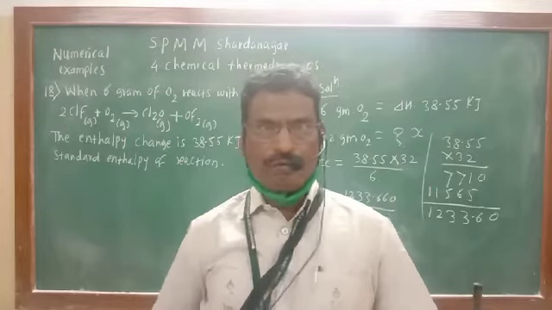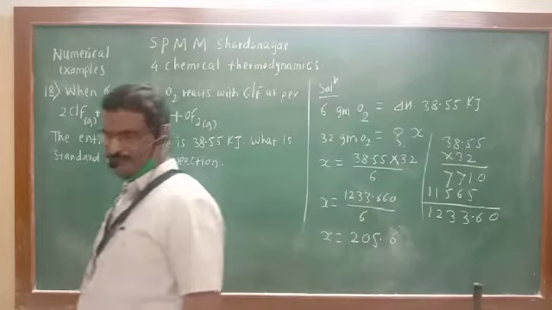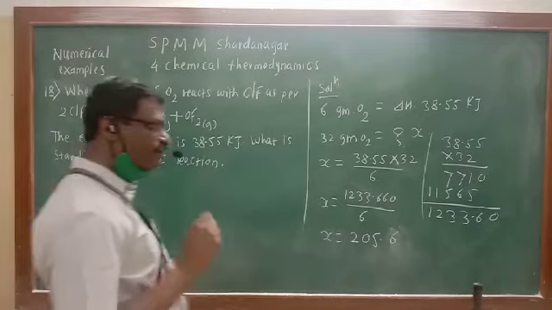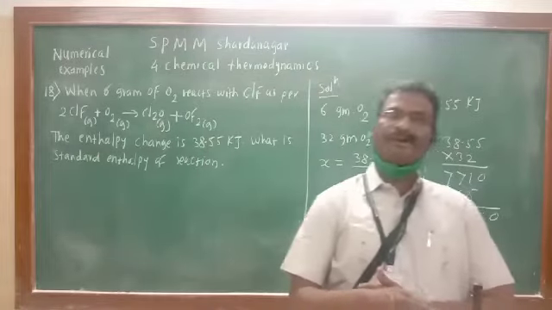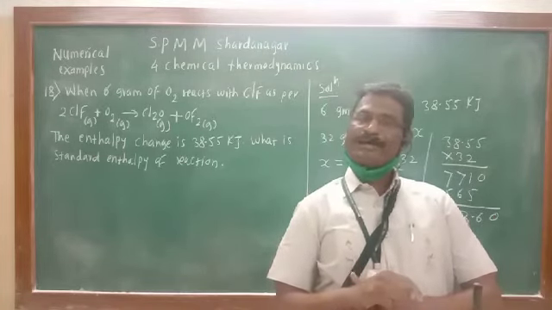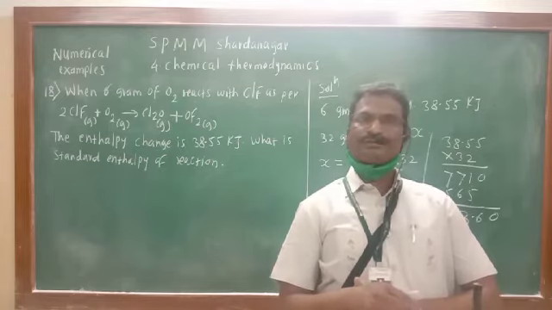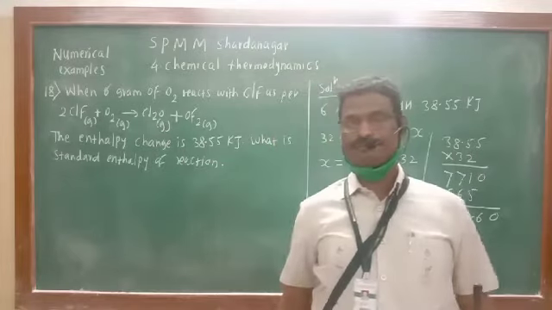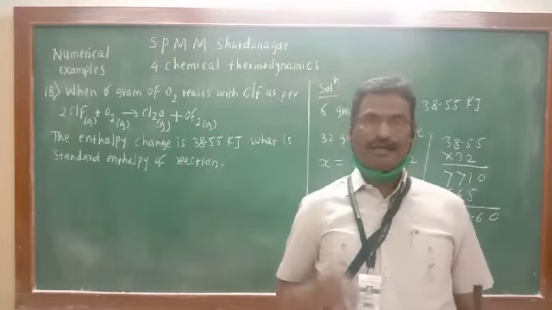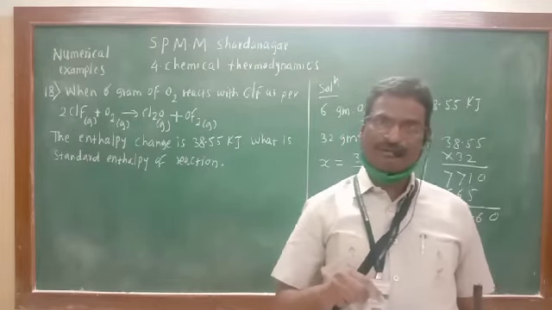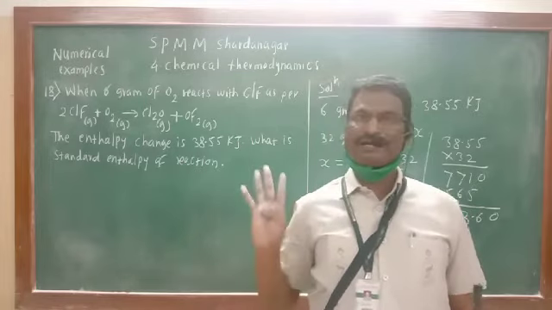Here we must know certain basic terms. We must know enthalpy of formation, then we must know enthalpy of combustion and the enthalpy of reaction. What is enthalpy of reaction? Enthalpy of reaction is the enthalpy change during a chemical reaction when your reactants are converted to products. And how is that calculated? Enthalpy of reaction is the difference between summation of enthalpy of products and summation of enthalpy of the reactants.